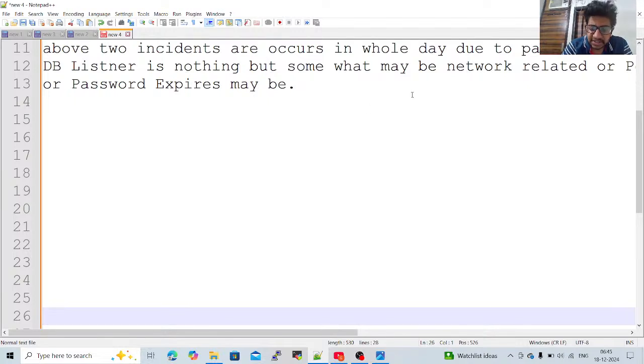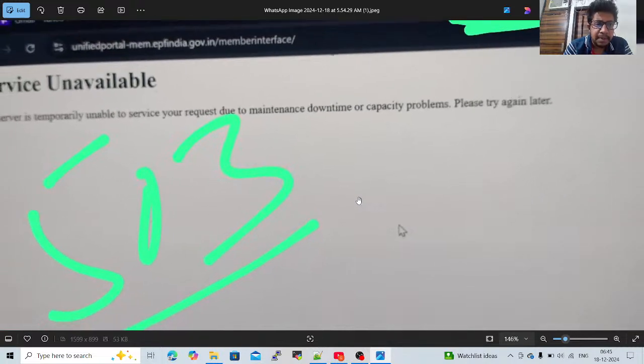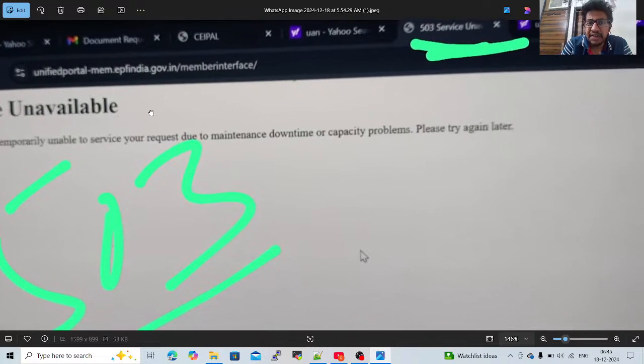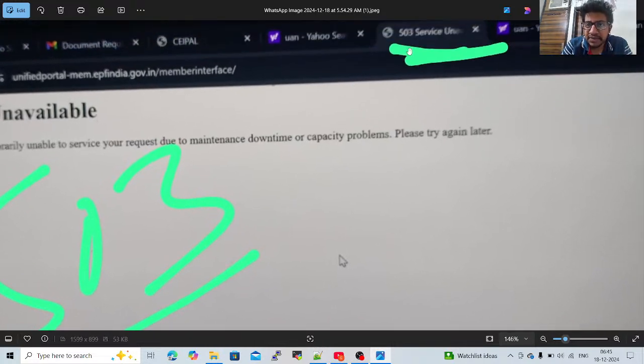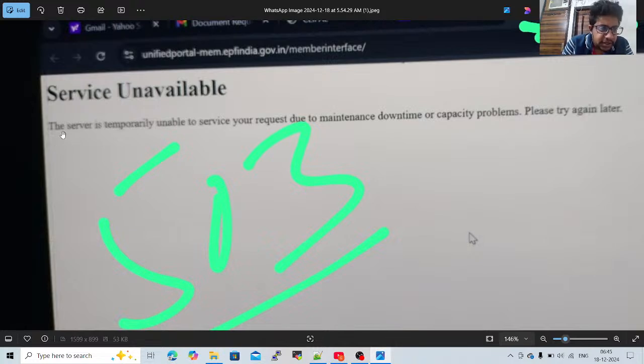I will show you the evidence. This is the evidence. One of my team members was accessing the EPFO website, the unified EPF website. He is getting 503 Service Unavailable. The server is temporarily unavailable due to maintenance downtime or capacity problems. This occurred at 6 p.m., not at night.